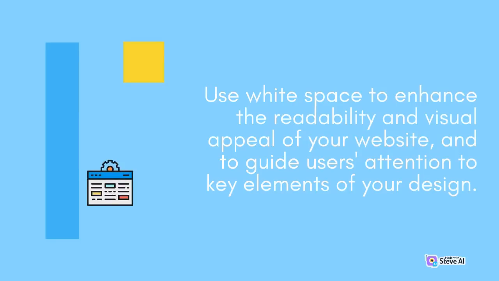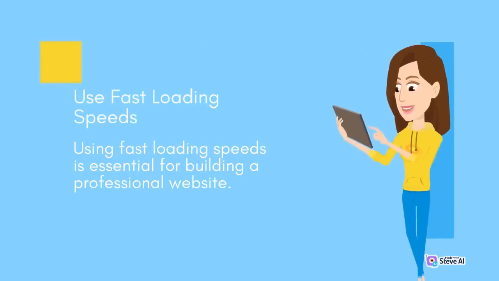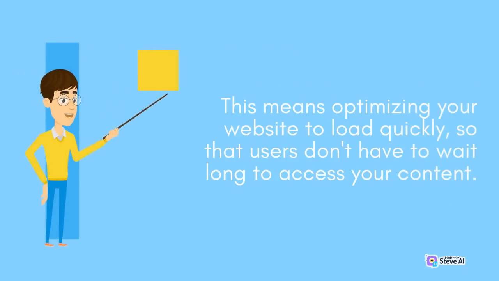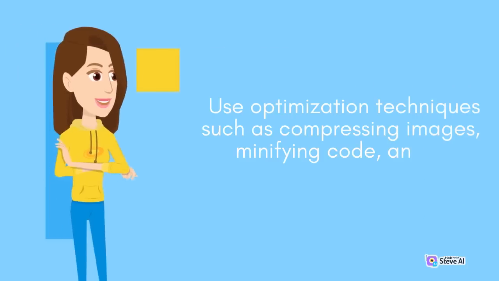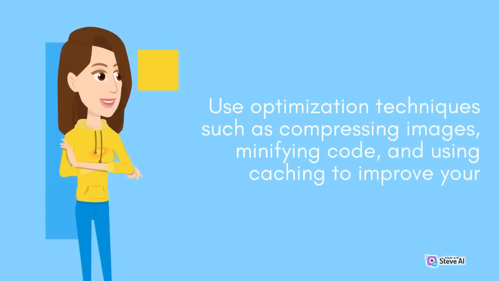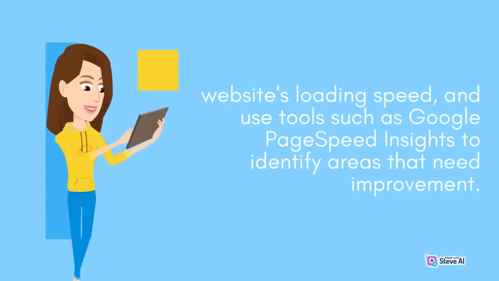Use fast loading speeds. Using fast loading speeds is essential for building a professional website. This means optimizing your website to load quickly, so that users don't have to wait long to access your content. Use optimization techniques such as compressing images, minifying code, and using caching to improve your website's loading speed, and use tools such as Google PageSpeed Insights to identify areas that need improvement.